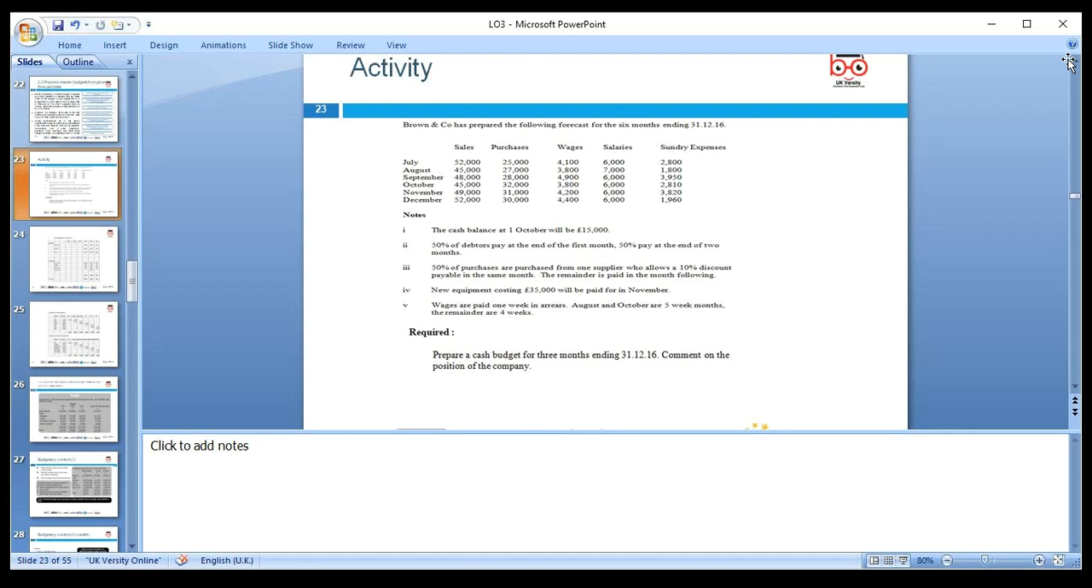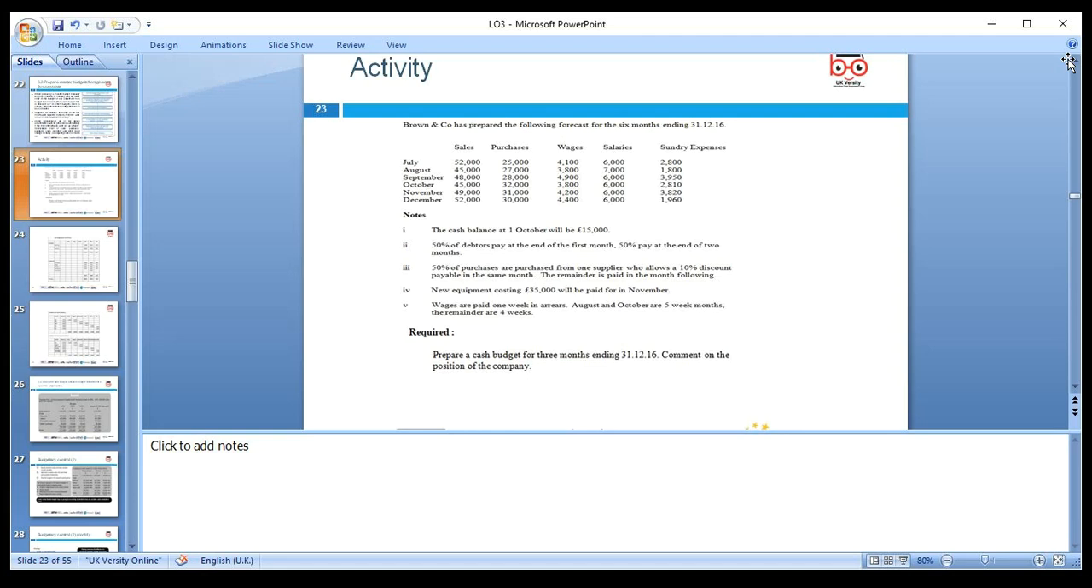So I quoted an example here. We've been given the sales for a cash budget. We have sales, we have purchases, we have wages, and we have salaries in these months. Then we've been given the criteria: the cash balance in October is 15,000.